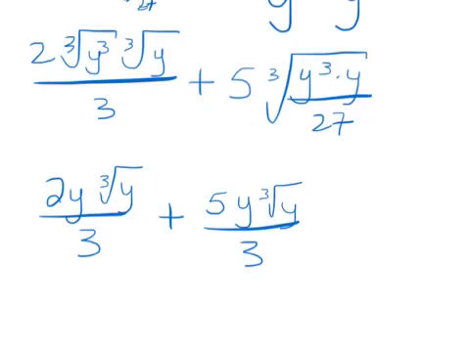The denominator happens to be a common denominator, right? So we can add the numerators. 2y plus 5y times the cube root of y, which gets carried over, all over 3.